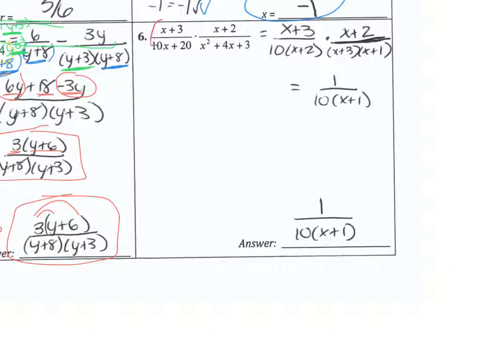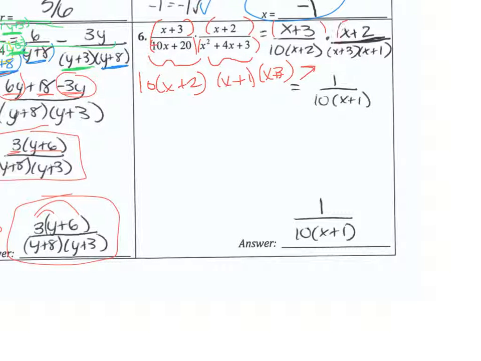So on top, left numerator, x plus 3, no factors, put parentheses. On bottom, we can divide out a 10, so we're left with x plus 2. Over here on the right side, trinomial on the bottom, we can factor, and we get x plus 1, x plus 3, they multiply to 3, add to 4. And on top, nothing factors, so we write x plus 2. So over here, that's what we have.